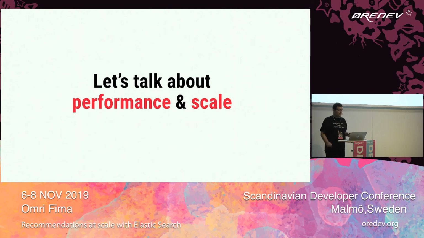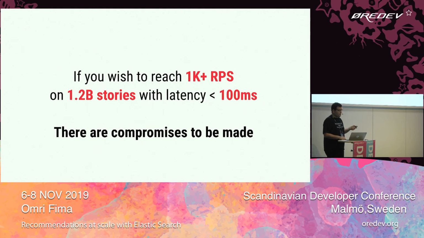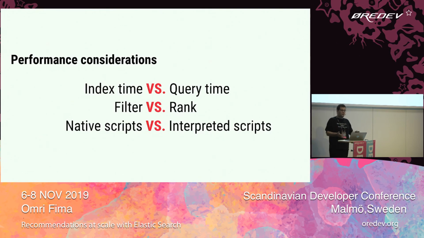The last part I would like to talk with you about is performance and scale. So if you wish to reach over 1,000 requests per second for your recommendation engine, which contains 1.2 billion stories, with latency of less than 100 milliseconds, there are compromises to be made. Again, what I've shown you is relatively naive, but it's scalable. And these compromises are the following, or this is what we've found over the years.